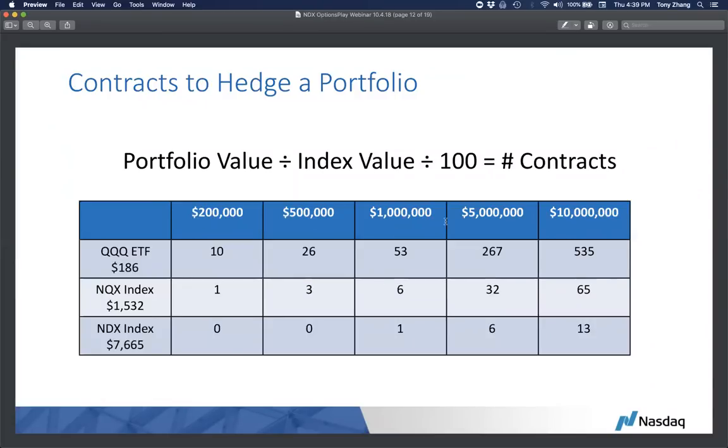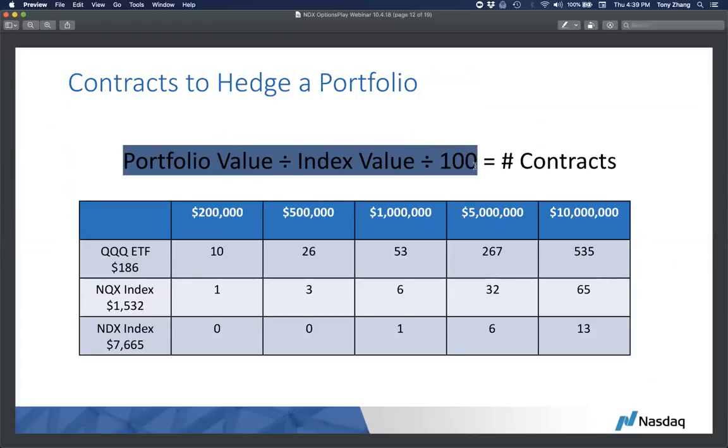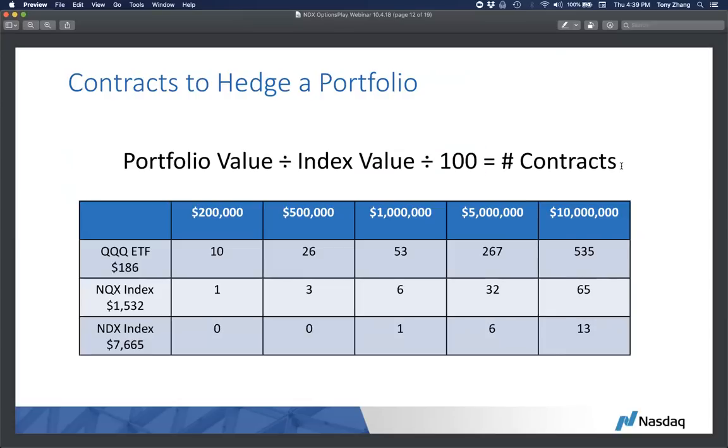And as you get into the $1 million range, as you're protecting a $1 million portfolio, that's when you want to consider starting to use the NDX value, because at a $5 million portfolio, you would have to use 32 contracts of NQX versus only 6 contracts of NDX. So making sure that you select not only the right instrument, but also the right number of contracts is really important. And it's quite simple. You take the portfolio value divided by the value of the index, divided by 100, and that tells you the number of contracts you should trade to hedge your portfolio.